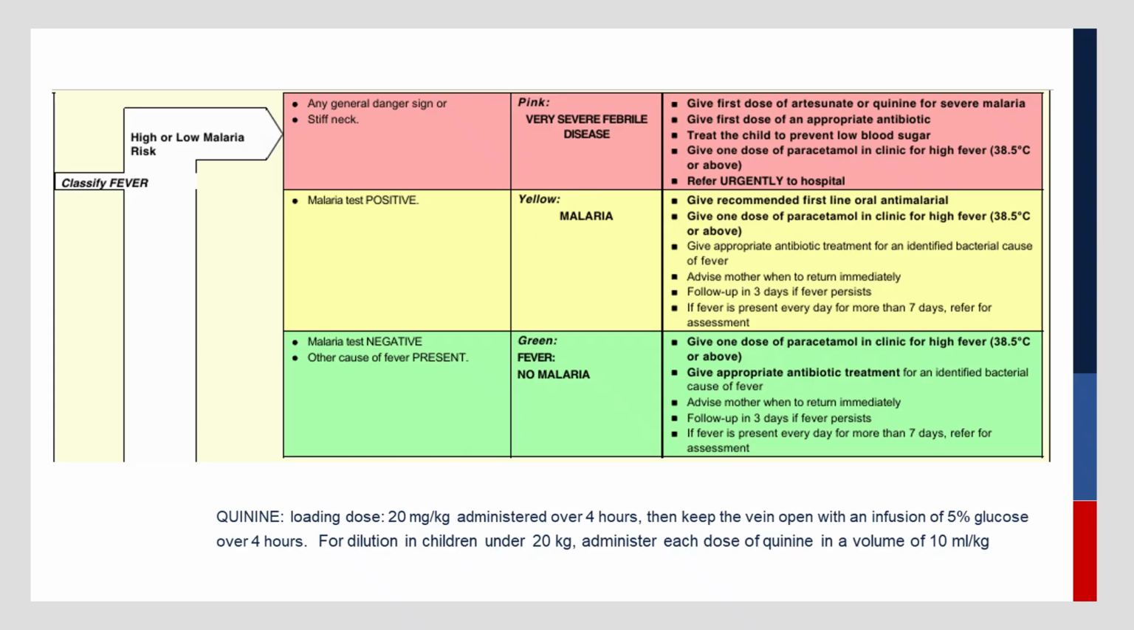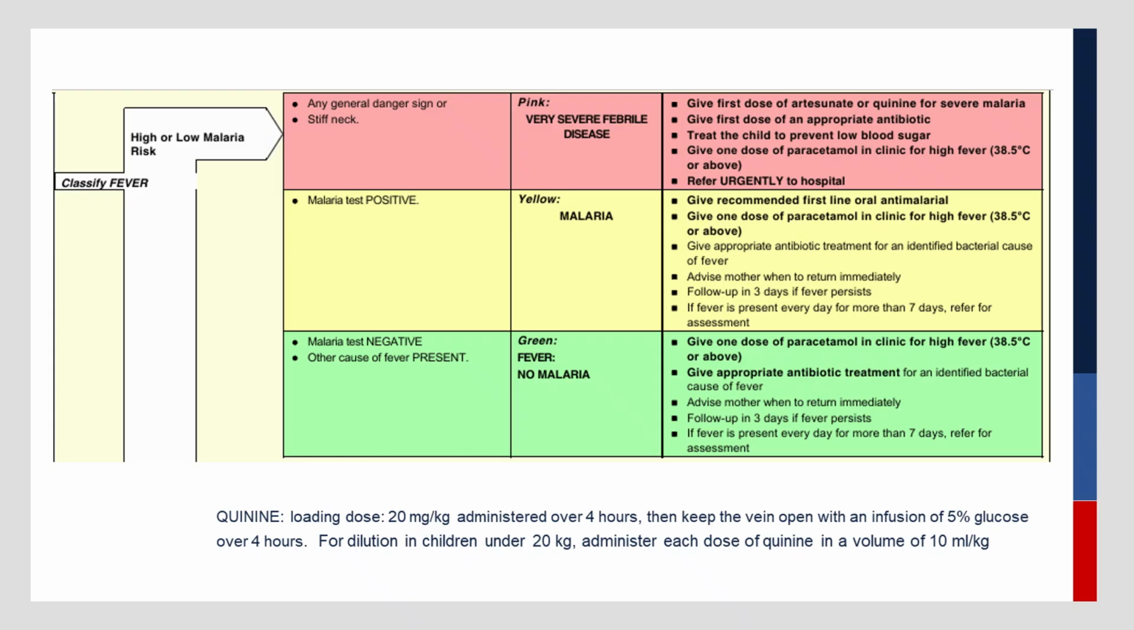In case 2, if the child does not have severe disease or any red flags, if the child does not have any danger signs or stiff neck, and the child has been tested and malaria comes out positive, then obviously the child has malaria and you are going to give them the first line oral anti-malarial.